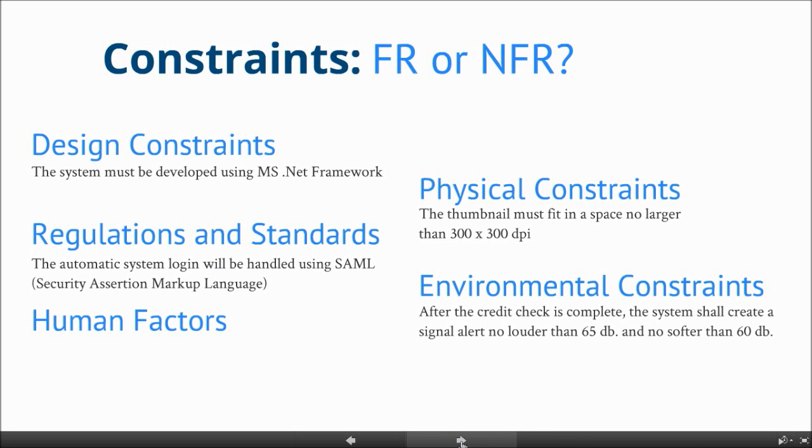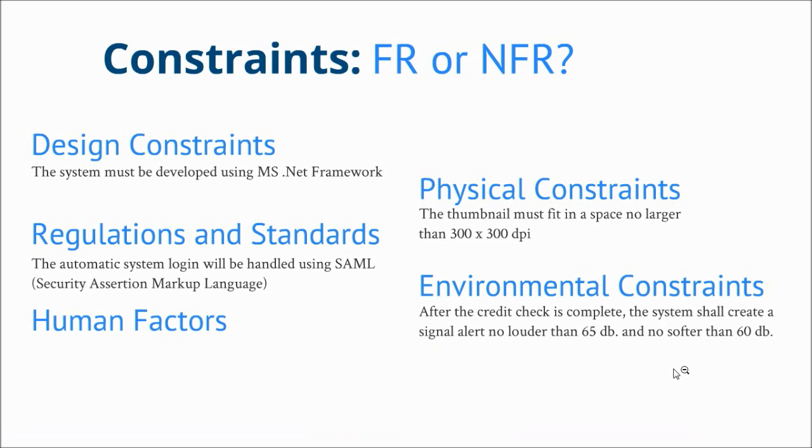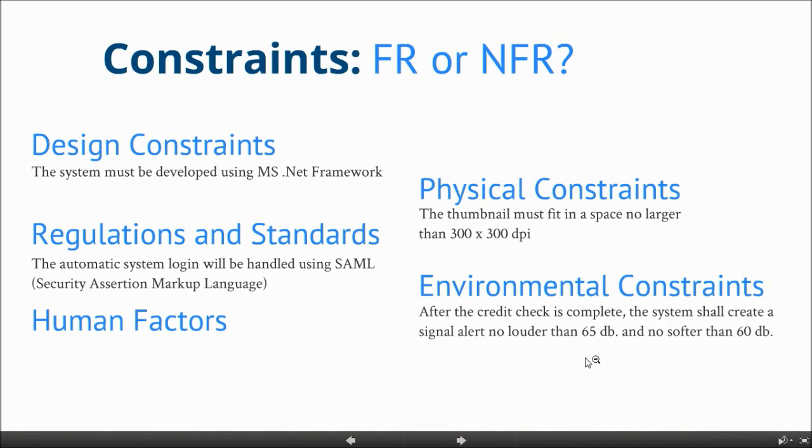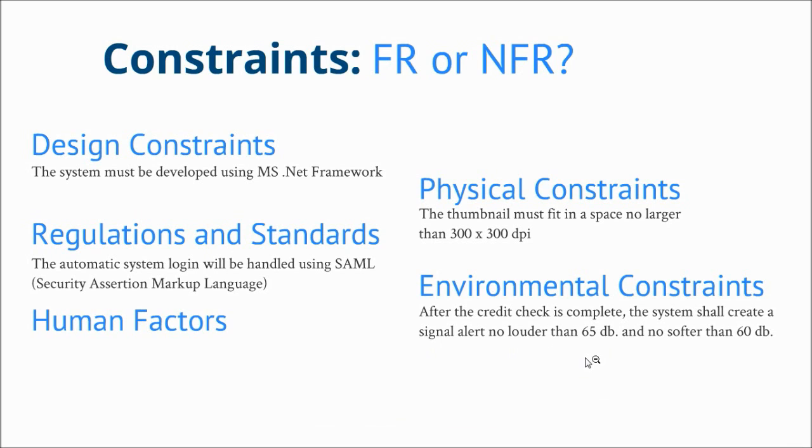And let me see, another one. Environmental constraints. After the credit check is complete, the system shall create a signal alert no louder than 65 decibels and no softer than 60 decibels. This is actually a real constraint that I ran into on a project. Going back to when I was working for Singular Wireless, we were building a system for the retail stores. The salesperson would run a credit check for the customer, and that sometimes came back as fast as 20 or 30 seconds, but sometimes as long as 8, 9, 10 minutes.